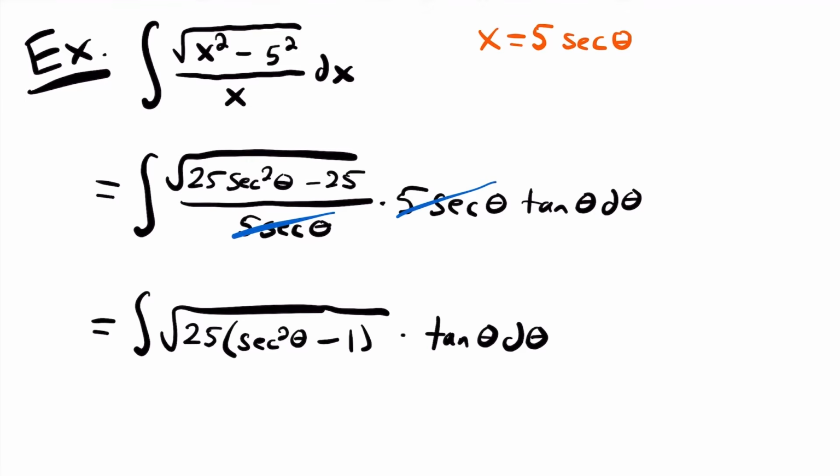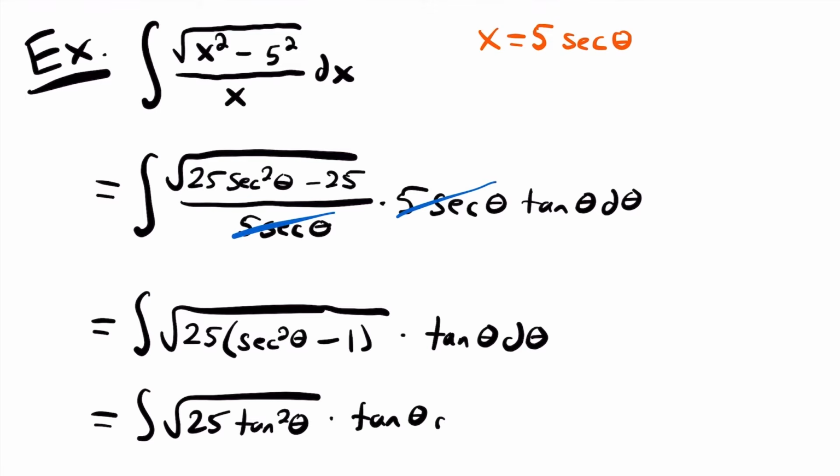We looked at this Pythagorean identity when we discussed why we would want to set u equal to the secant function. And so if we rewrite secant squared theta minus 1 to be tangent squared theta, we can further simplify our integral. So this will be equal to the integral of the square root of 25 times tangent squared theta times tangent theta times d theta.